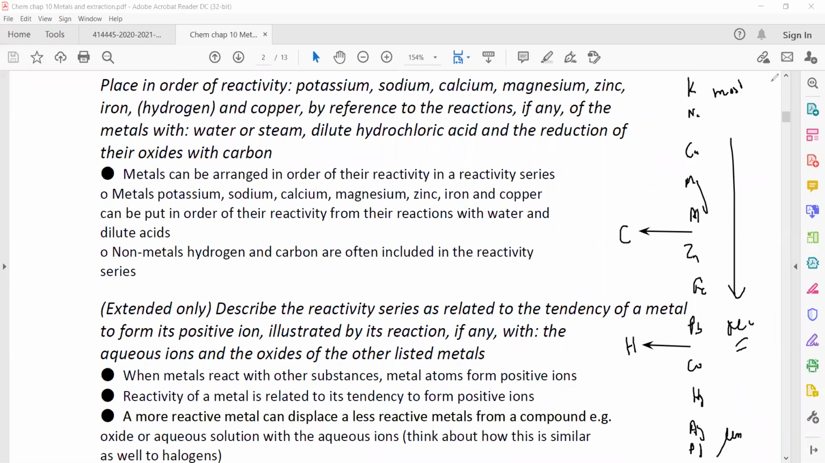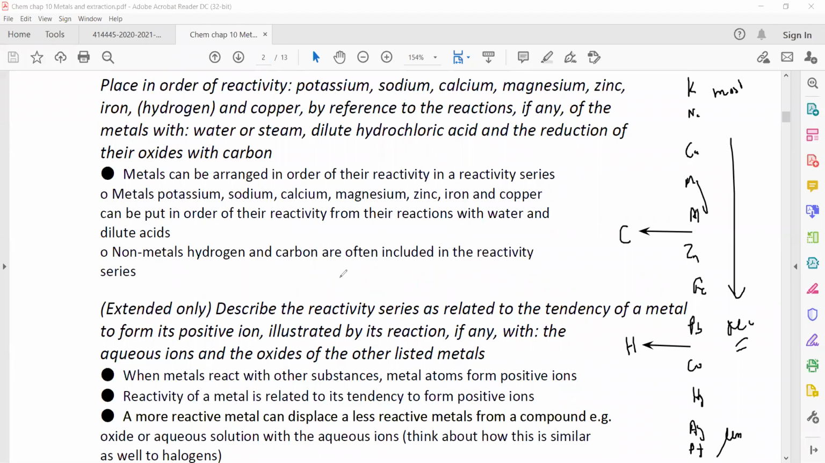And what is the tendency of the metal? Metal tends to lose electrons. So potassium can lose electrons easily as compared to that of platinum. And always the more reactive metal displaces the less reactive metal from its compound.